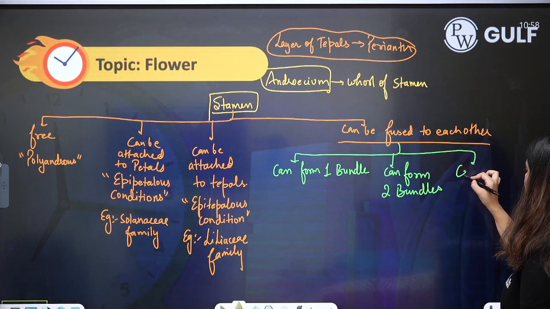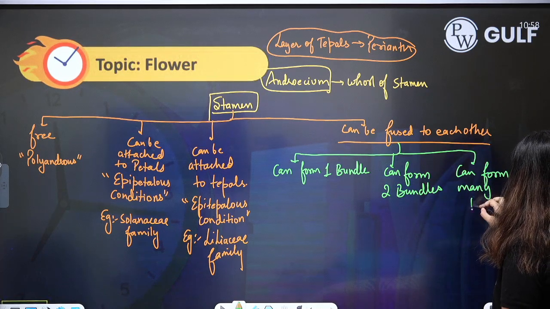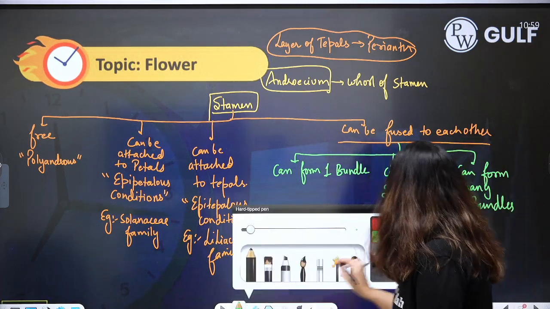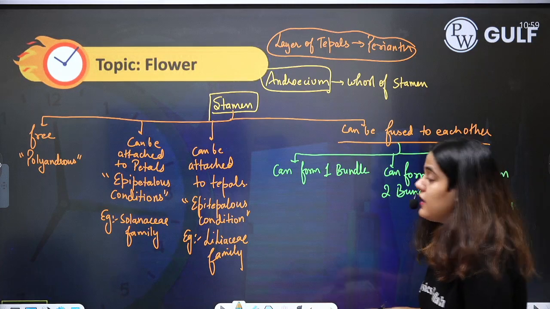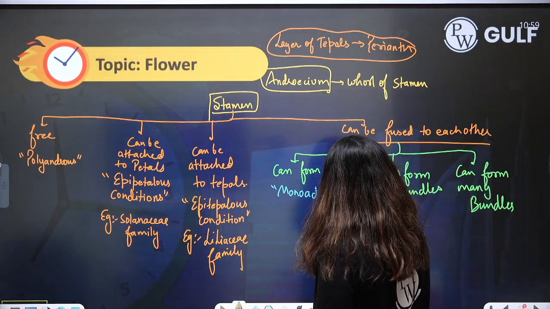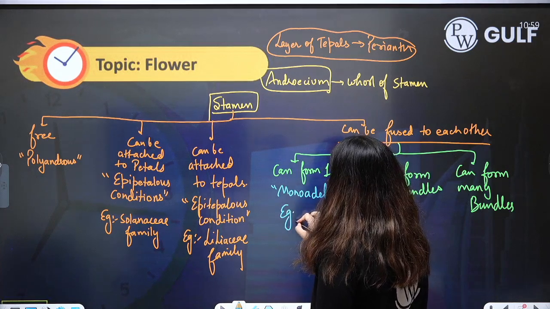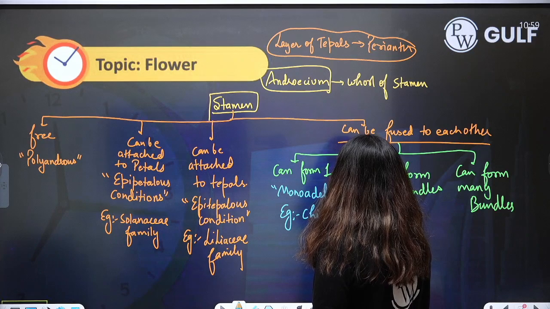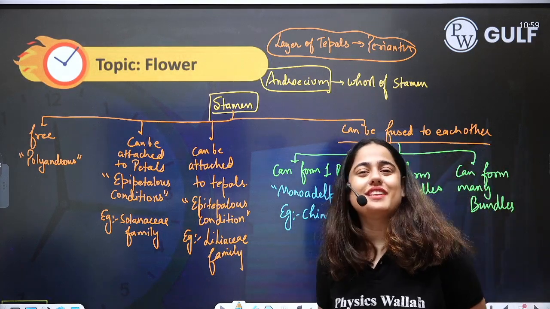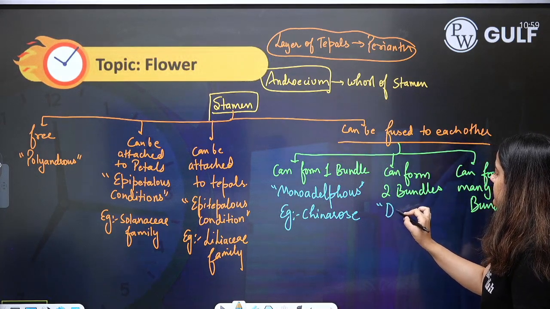Or they can form many bundles. When they are fused to each other, they can fuse to form one bundle, two bundles, or many bundles. One bundle is known as monoadelphous, that you see in China rose. So next time you observe China rose, you can see all the stamens are fused to each other in one bundle.